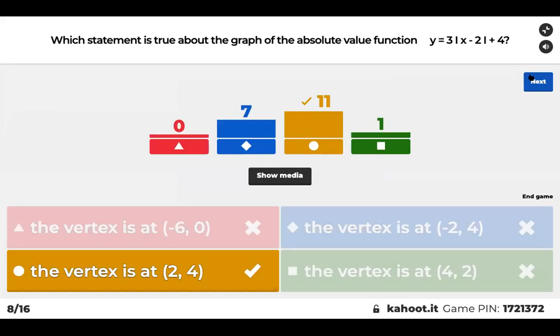So that graph, even though there's a -2 up here, remember x minus is the equation, so the graph would be at 2, 4. So the vertex is at 2, 4, going right and up.